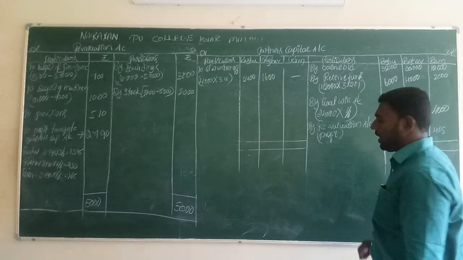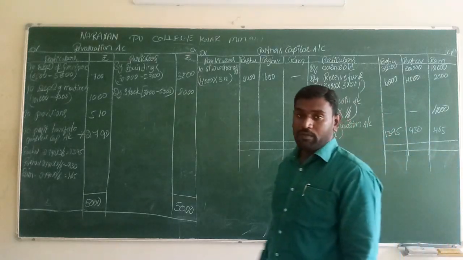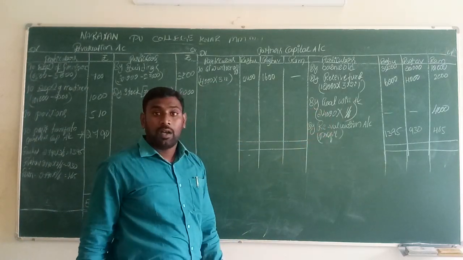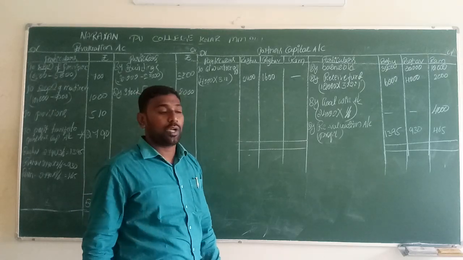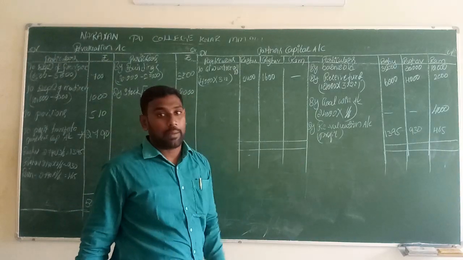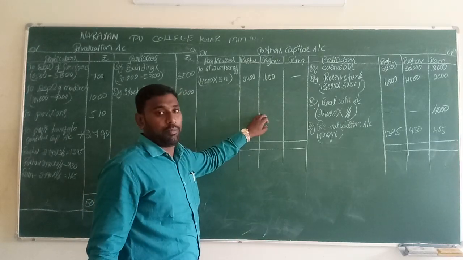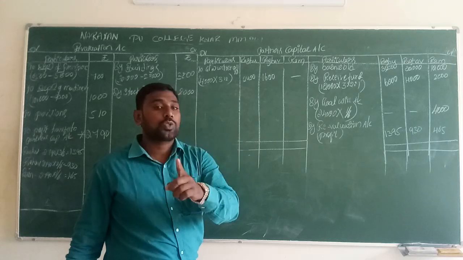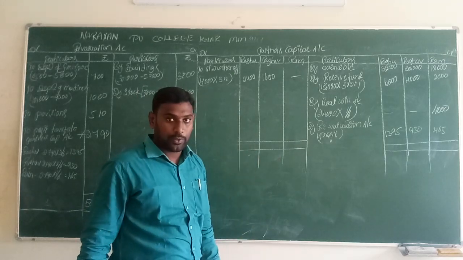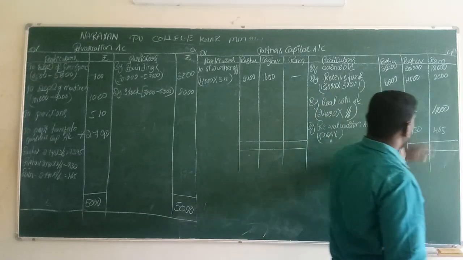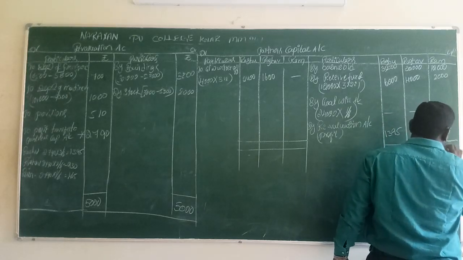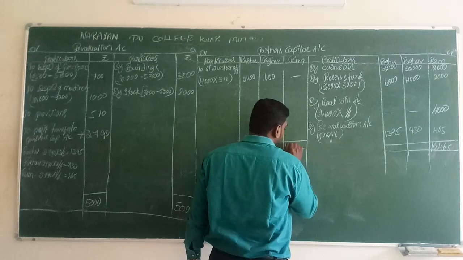Next we have to close the partners' capital accounts. In the case of admission of a partner, we close the partners' capital accounts equally. But in case of retirement, first we have to close the retiring partner's capital account. Later we have to close the remaining partners' capital accounts. Keep this in mind. So here, the total of the retiring partner is 10 plus 12 plus 6, 16,465 rupees. The same value we transfer to the debit side.